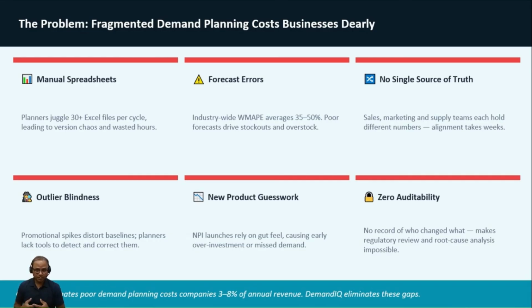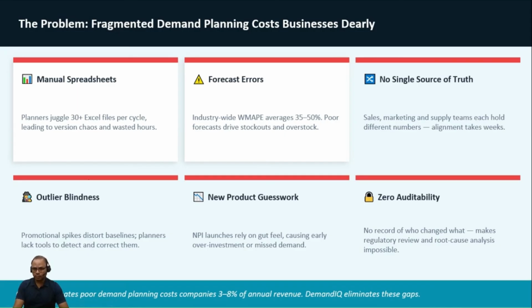Because every planning team will recognize at least one of these 6 pain points. Manual spreadsheets. We consistently hear from planning teams that they are managing 20 to 30 different Excel files per planning cycle. Version control becomes a full time job. Forecast errors. Industry research puts average MAPE, that's a weighted mean absolute percentage error, somewhere between 35 to 50%. At that error rate, you are systematically either building too much stock or running out at the worst possible moment.